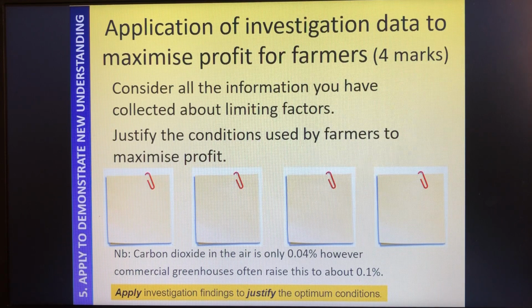And there's just a note there at the bottom that says carbon dioxide in the air is only about 0.04%. It's actually 0.035, so it's even less than that, but to 2 decimal places it's 0.04. However, commercial greenhouses, so this is where they grow food for the supermarkets, they increase the carbon dioxide to about 0.1% because they know from these investigations that it helps to maximise photosynthesis and maximise profit and growth. Okay, if you need extra time on this slide, pause now.